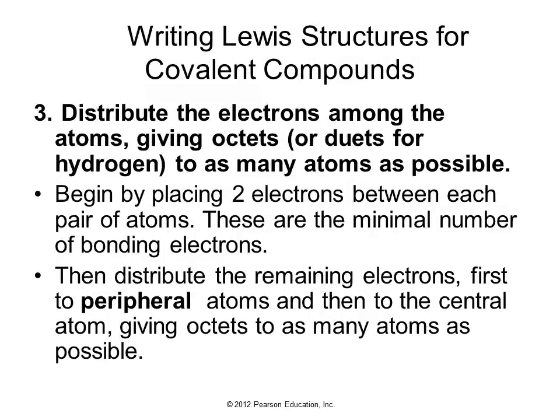So distribute the electrons among the atoms, giving octets or duets to as many atoms as possible. And you do this in a particular way. First of all, you put 2 electrons to form a bond pair between each pair of atoms. Then you subtract the electrons used up to form bond pairs, and distribute the remaining electrons to the peripheral atoms first. That is, complete the octets.